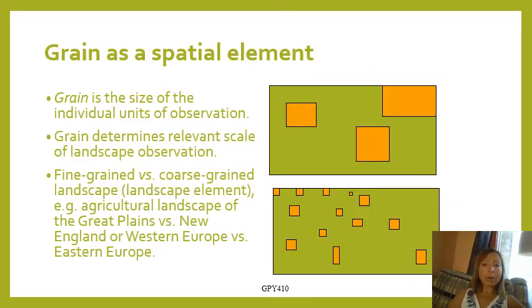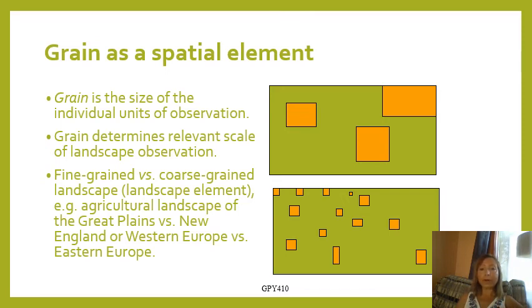So the way we choose to address heterogeneity in one of these three ways really depends on the purpose of our landscape observation and the scale of those observations. And this is where the concept of grain comes in really handy. The grain is just the size of the individual unit of observation in a landscape, and grain determines the relevant scale of landscape observation. It very much depends on the history of the landscape, the elements of the landscape, and what were the driving forces that produced it.